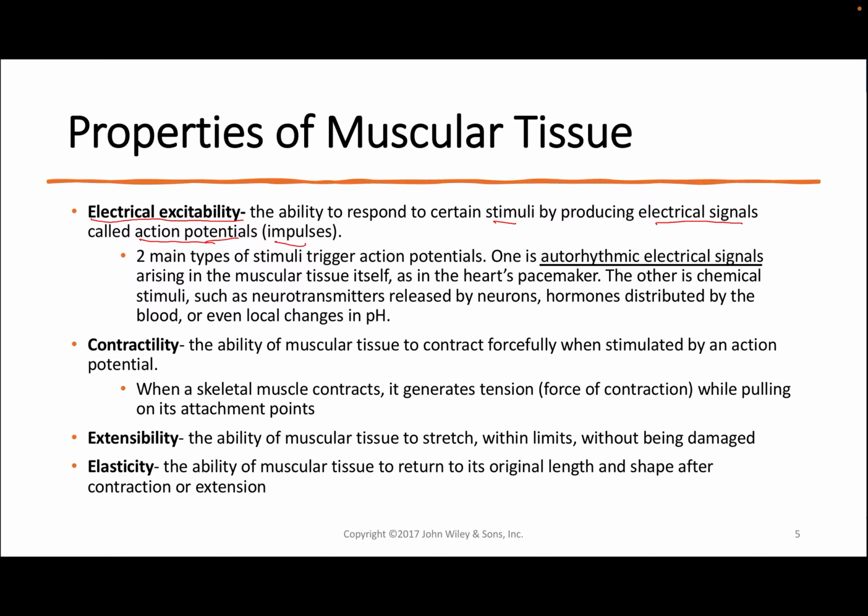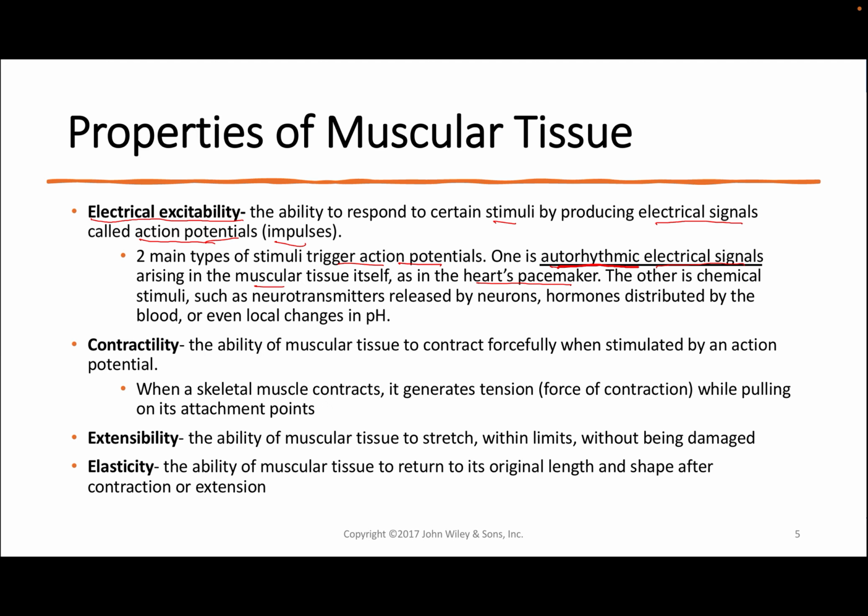But we've got two main types of stimuli that are going to trigger our action potentials. One is going to be the autorhythmic electrical signals that actually arise from the muscle itself. This is things like the heart's pacemaker within the sinoatrial node, where we're actively sparking up that stimulus on an autorhythmic basis.